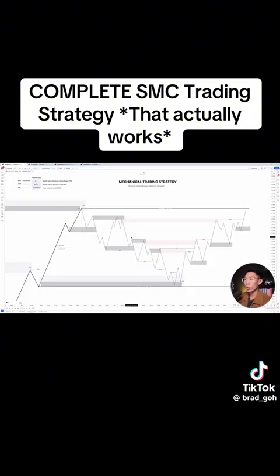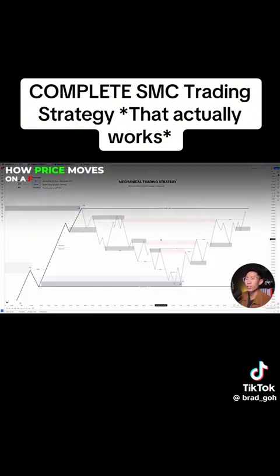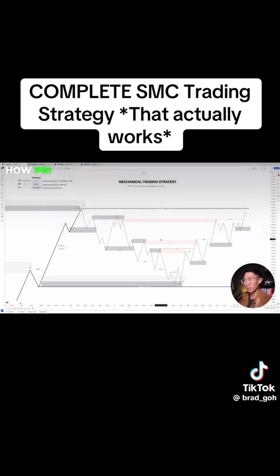So what you see on the screen right now is basically how price actually moves on a fundamental level. And I know it might look very complex and confusing right now, but don't worry, I'm going to go through step by step and dissect this entire chart diagram for you.